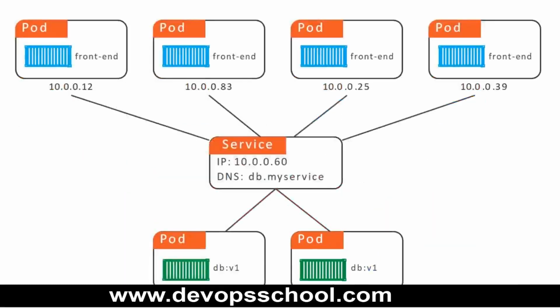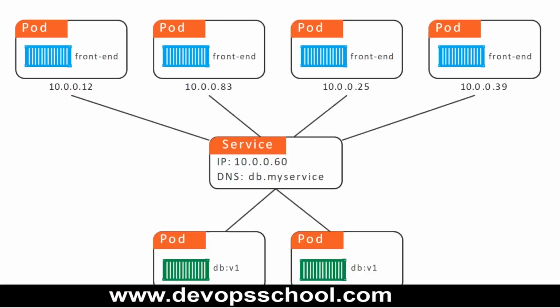Okay, so the answer is Service. A Service is basically your load balancer in your Kubernetes cluster. So what you do is create a service. When you create a service, it is managed by the Kubernetes cluster, and the service IP address never changes. The service DNS name never changes.